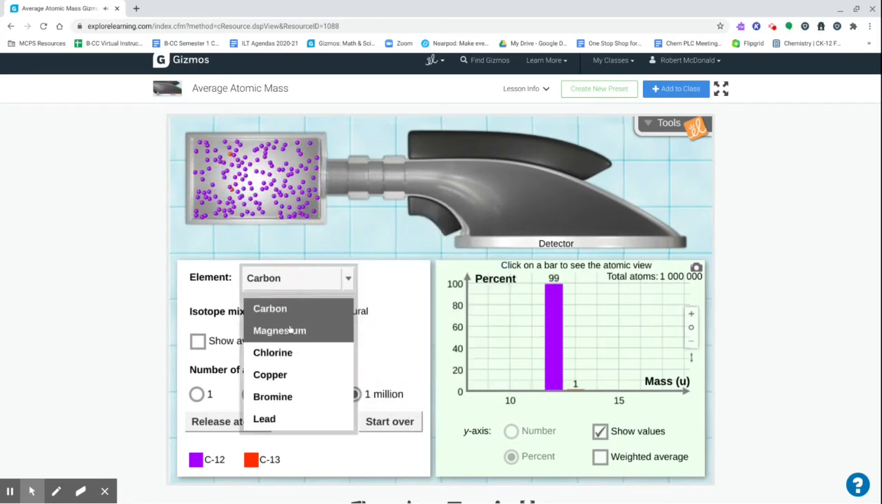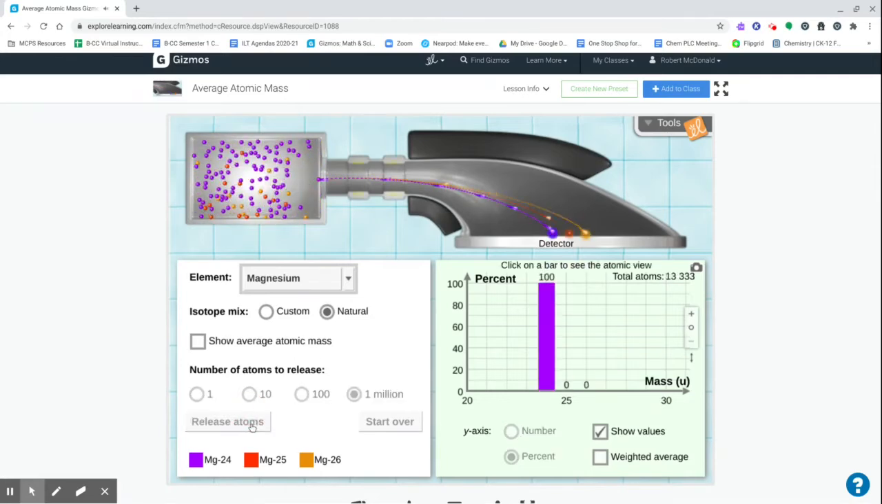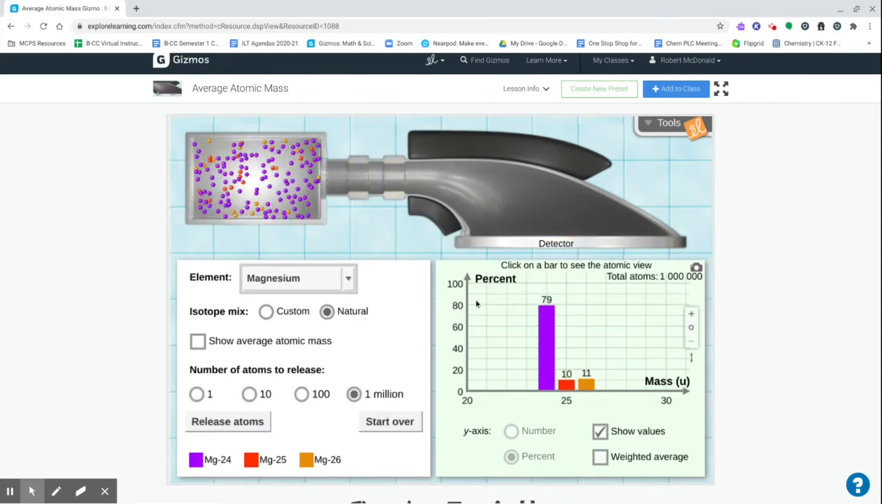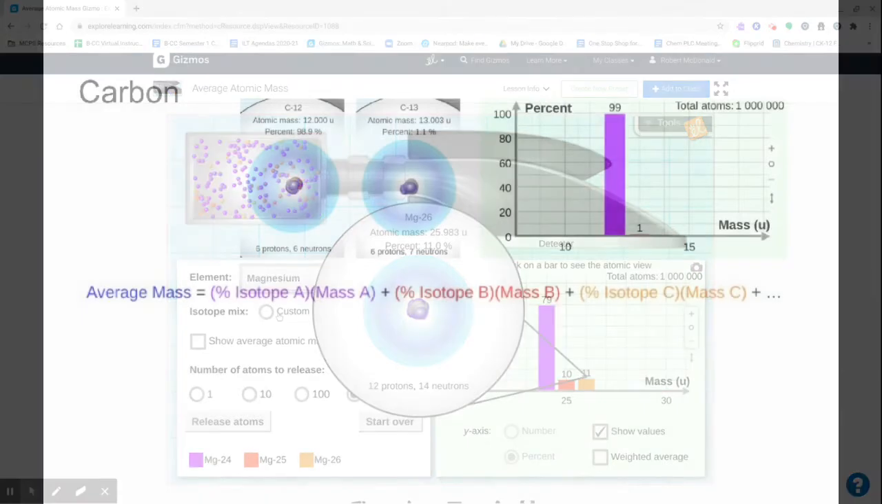We can repeat this again for magnesium. We'll do 1 million atoms. And when we release those, we see that there are actually 3 isotopes that are commonly found in nature. 79% of the magnesiums are magnesium-24 with a mass of 23.985. 10% are magnesium-25, and 11% are magnesium-26.